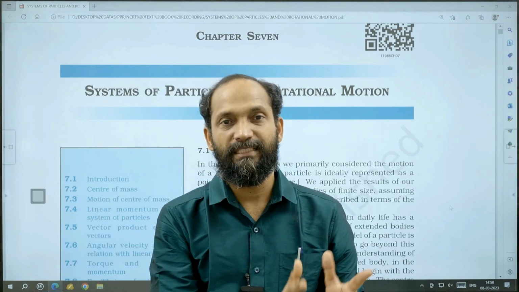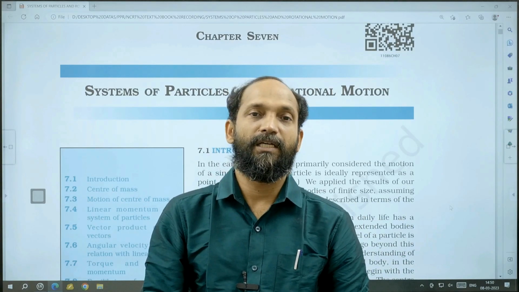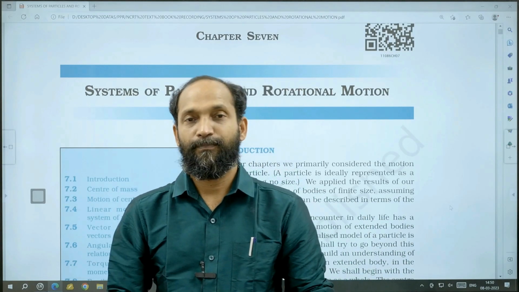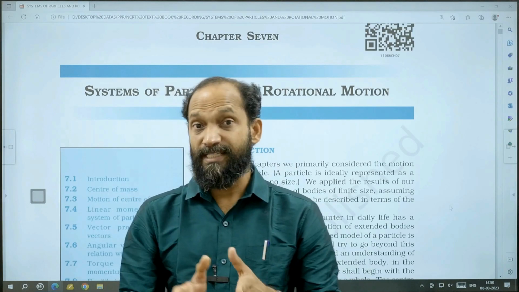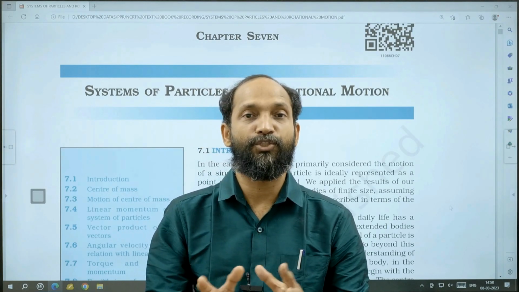Example, sliding. A box is sliding. So all particles will have the same velocity. And that is translation. Velocity of center of mass is equal to velocity of each of those particles.